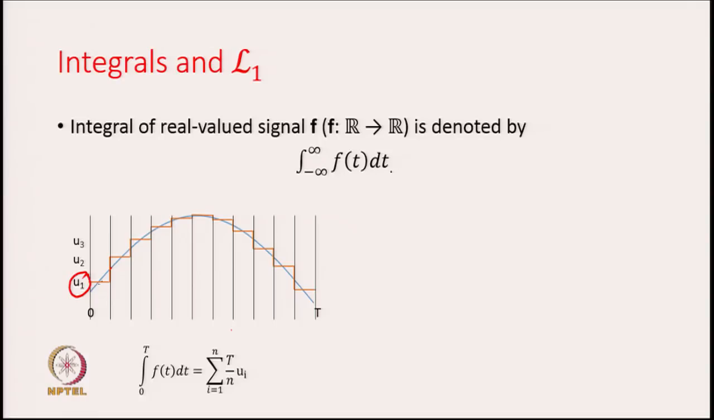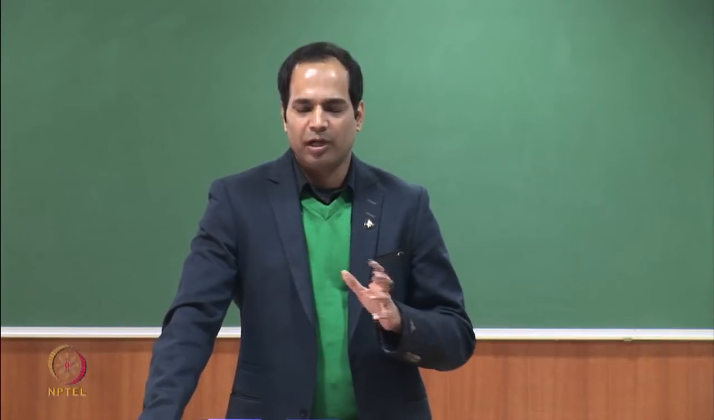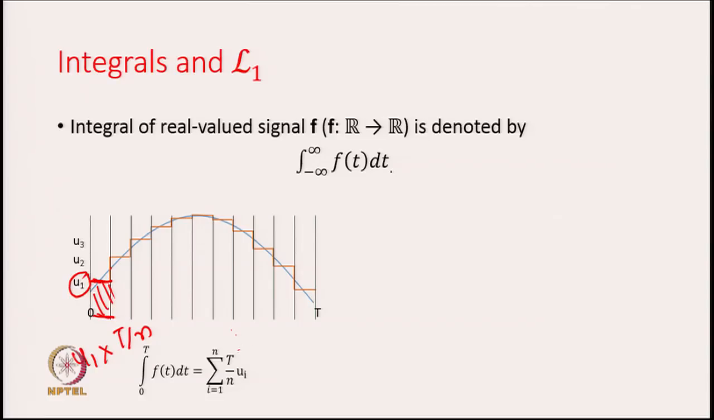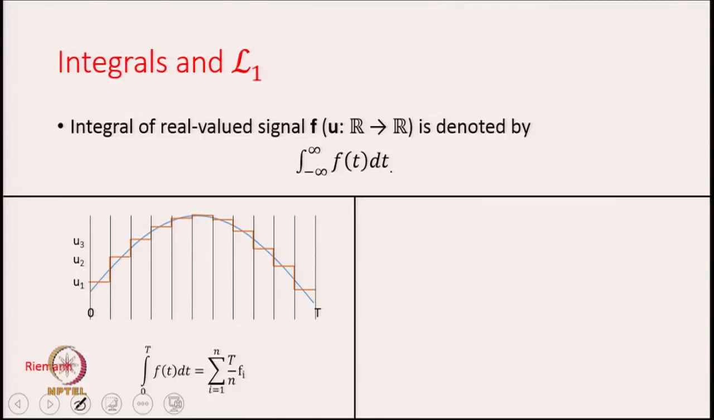So, I can approximate the value of this function in this chunk as u1, and then the area in this chunk would be u1 times t by n, because the width is t by n. And similarly, I can find the area under this function by summing up the areas corresponding to each chunk. So, we have to find the area of one chunk, and then sum up the areas of all chunks to evaluate the integration of this function, right. This approach of finding integration is known as Riemann integration, right.